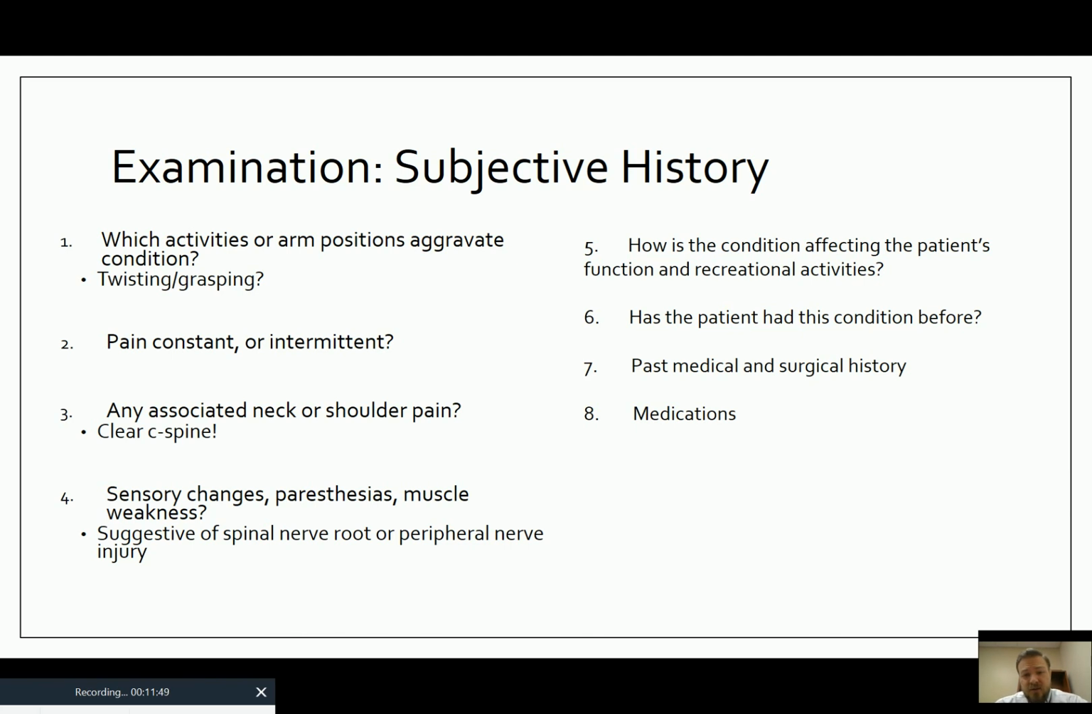Number 7 here, you want to ask them about the past medical history and surgical history. Things you want to look out for are obviously previous elbow surgeries, if they've had any pain in their elbow when they were younger, if they ever fell and broke their arm, if they had cervical spine surgery. There's a lot of things that you want to know that might be related to their elbow pain. And then, of course, any medications that your patient may be taking.